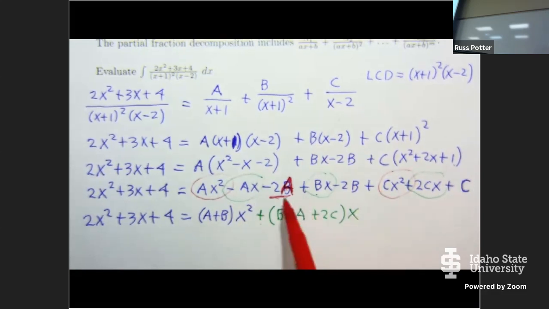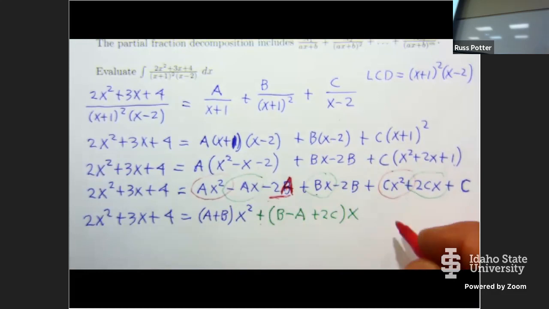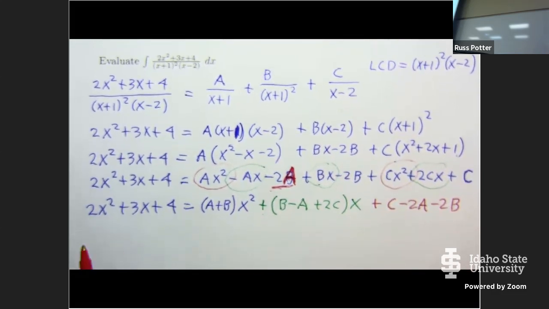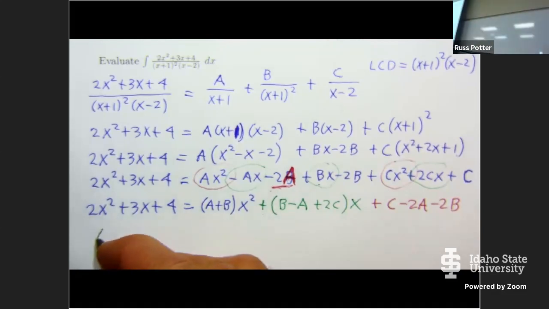Okay, so the constant is minus 2a minus 2b plus c. Just for convenience, I'm going to write it as plus c minus 2a minus 2b. Okay, so the coefficient 2, on the left-hand side, we have 2x squared. On the right-hand side, the coefficient of x squared is a plus b. So it has to be the case that a plus b is equal to 2.